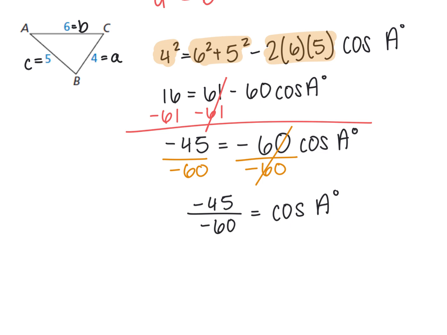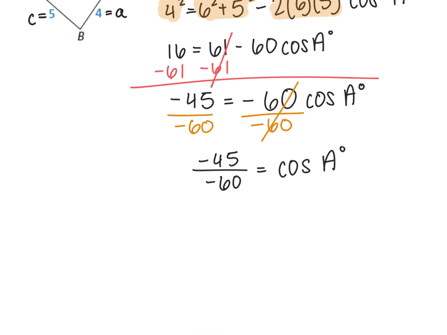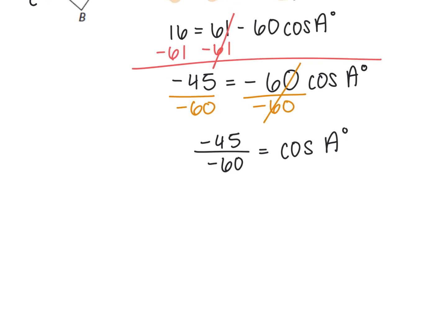All right, so now how can I get rid of the cosine? Now what do I have to do? How do I get rid of the cosine? Divide by cosine. Okay, so what is that called? If I'm solving for an angle, what do I have to do? Inverse? I have to do inverse cosine. So how am I plugging it into the calculator? Remember, we're solving for an angle.